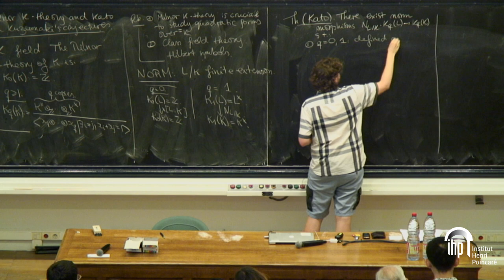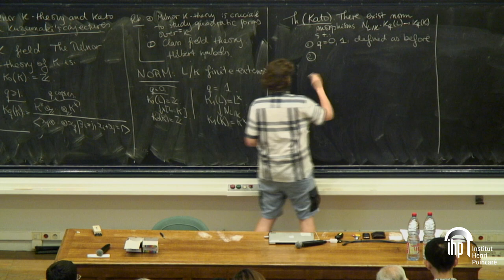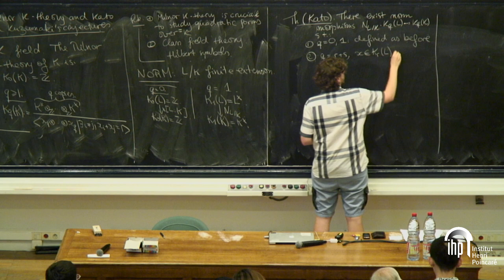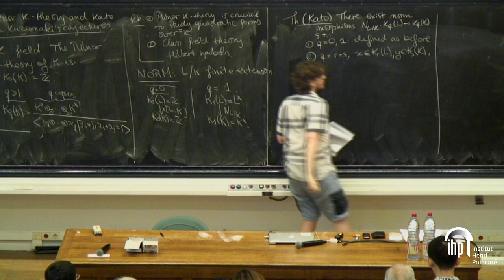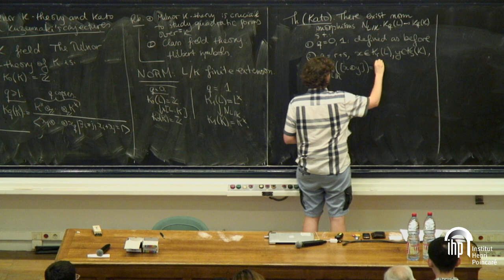We also want to have a compatibility between different degrees. So this is a projection formula which tells you that if Q can be written as R plus S, and you take X in the Rth Milnor K theory group of the big field L and Y in the Sth Milnor K theory group of the small field K, then you can compute the norm of X tensor Y just by computing the norm of X and then tensoring with Y.